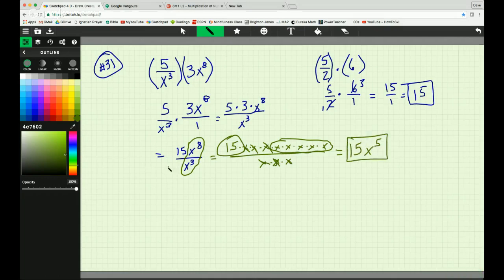And we could have just looked here. We could have used our quotient rule and said, well, this is the same thing as 15 times x to the 8 minus 3, equals 15 times x to the 5th. So we could have used our quotient rule. We could have expanded. Either way works great. And we're off to the races, and we're doing number 31. You can work on B and C on 31. They work exactly the same way. I encourage you to do it. Try those out.